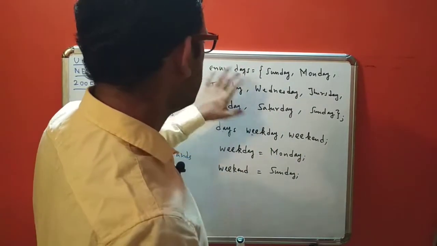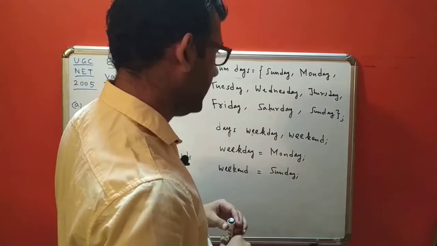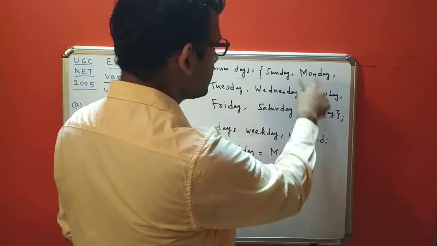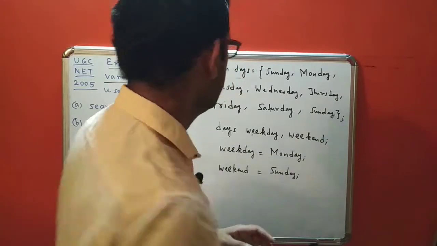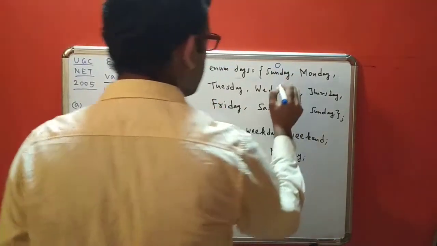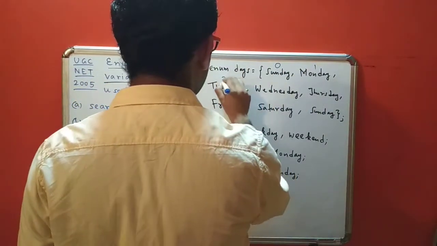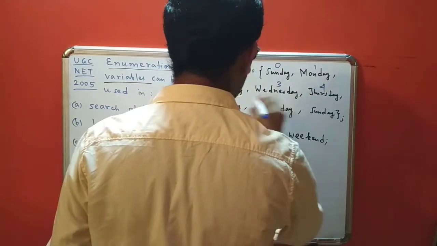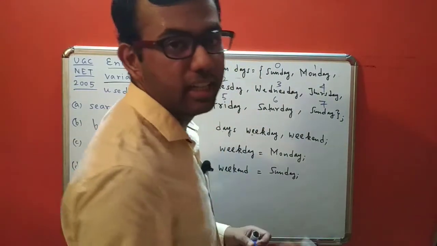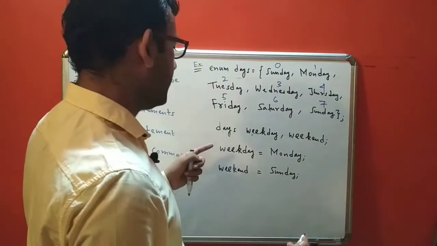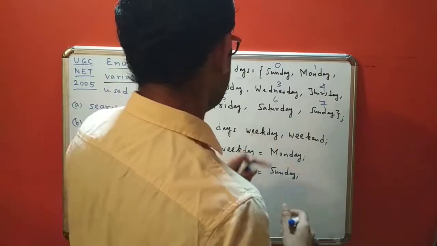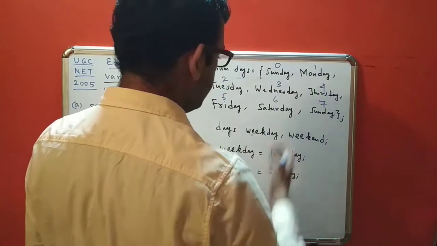Mind you, the list of values that an enum takes is nothing but a list of integers. That means underlying these names we have integers. Sunday corresponds to an integer value of 0, Monday corresponds to 1, Tuesday corresponds to 2, Wednesday 3, Thursday 4, and so on: 5, 6, 7. So these names are nothing but integer values. Enumerated types have integer values underlying them, right? So this is how it is. It increases by 1. You have consecutive integer values.